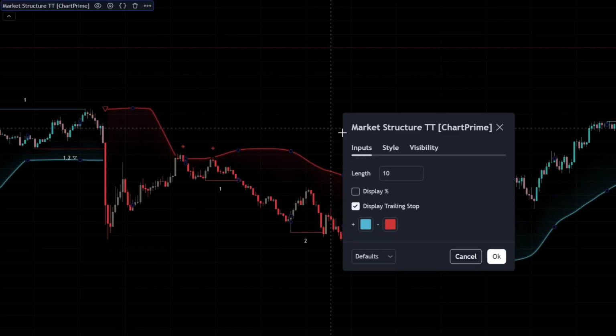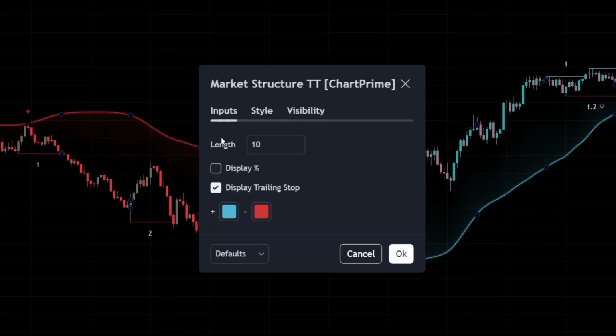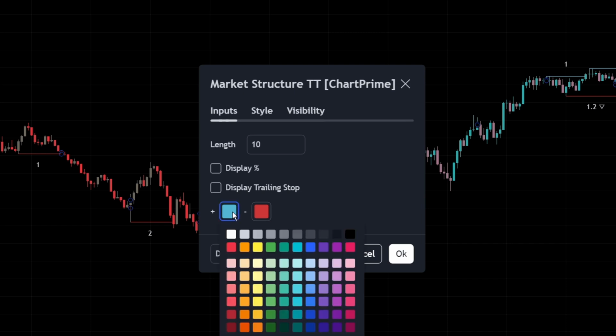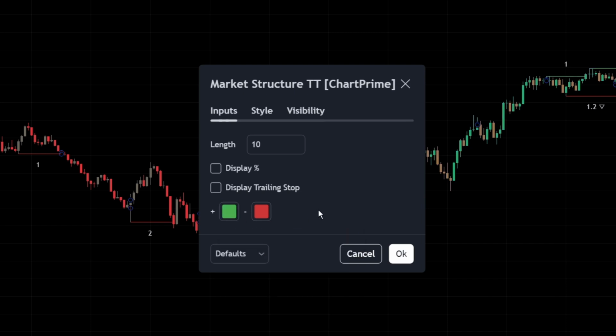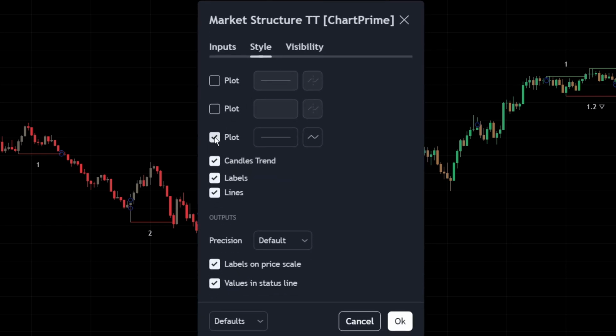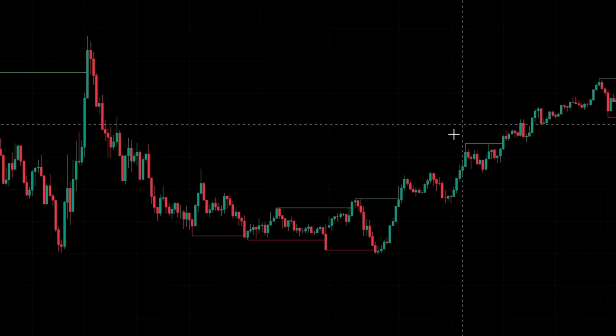Go to the indicator settings window and follow my instructions. In the inputs, leave the length at 10. Uncheck display trailing stop. We will be using our own method for setting stop losses, and change the buy color to green. Now in the Style tab, disable this plot line, disable candles trend, and labels. That's it. Now we see the main feature of the indicator without any distractions.